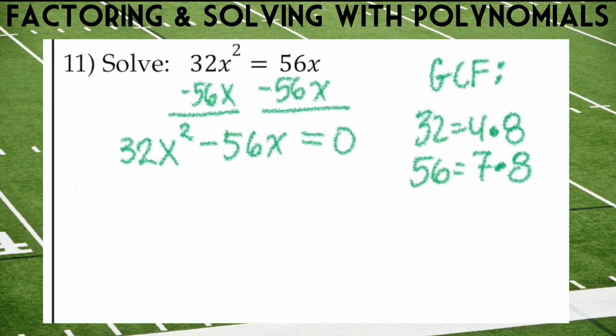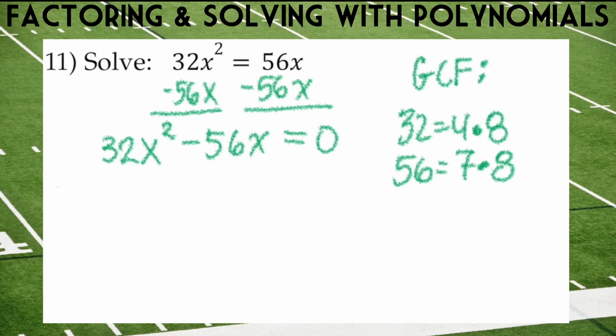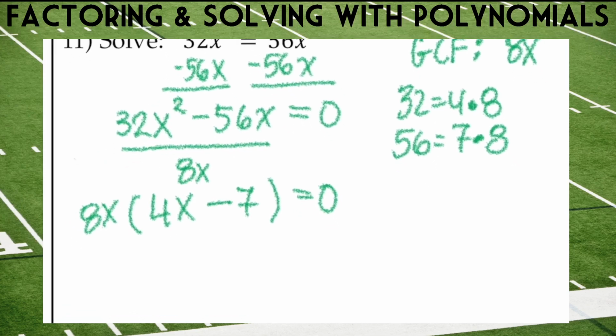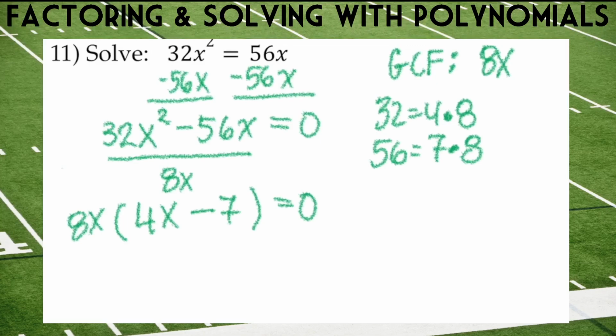So your GCF, let's make some room over here, is going to be 8x. So I'm going to divide 8x on that side, but then I'm multiplying 8x out front. That leaves me with 4x minus 7. Now I look inside my parenthesis and I ask myself, can I factor this any further? No, it's linear and they've got nothing else in common.